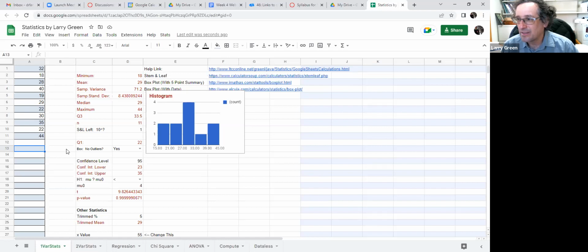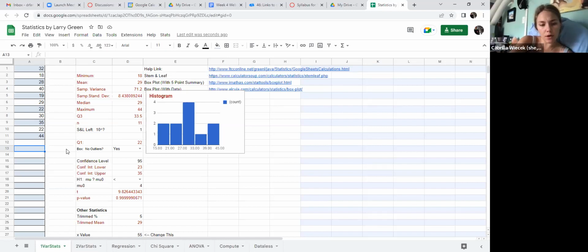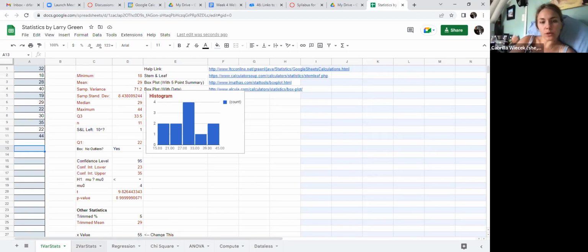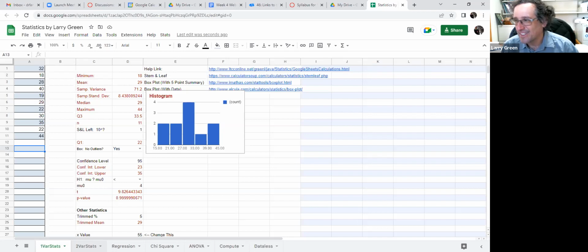Does it make sense? Yeah. And then all the tabs below where it says regression, chi-square, do we use all of those too for our project? No. Okay, good. No. But I will tell you, you don't have to worry about this for a while. This second tab, 2 VarStats, that'll be project 2. So you will use the second tab for project 2.